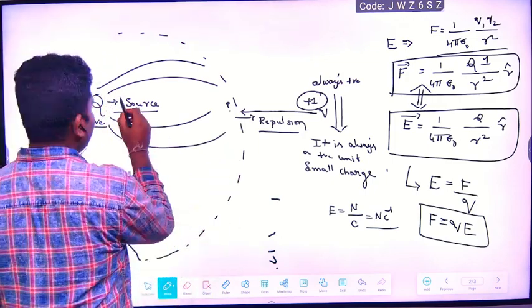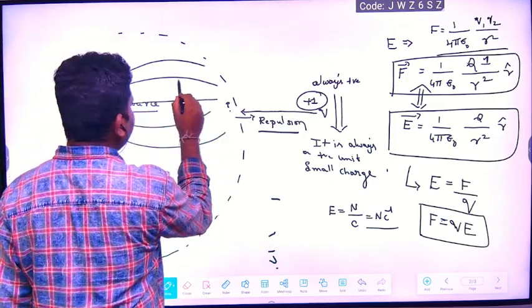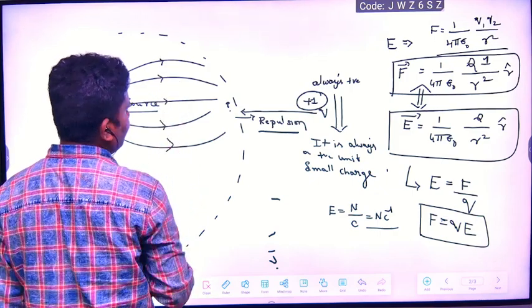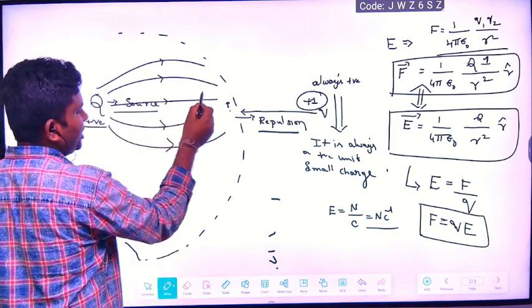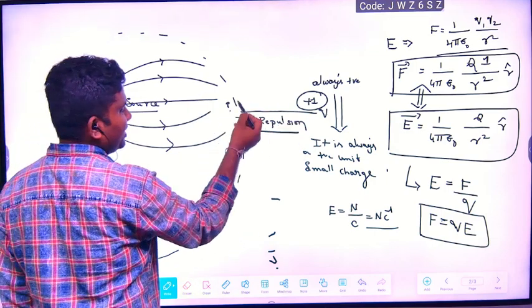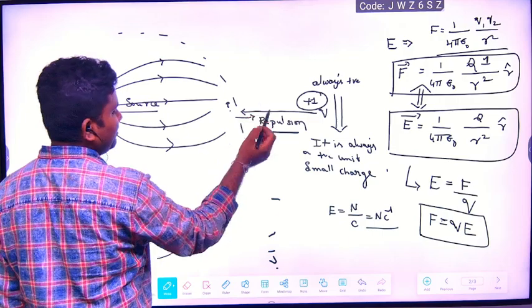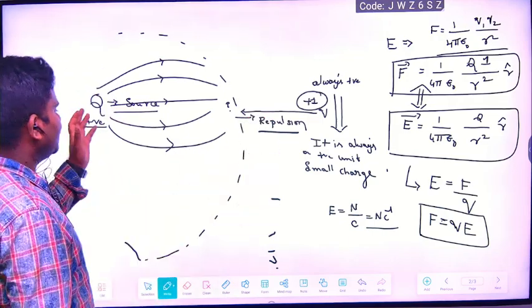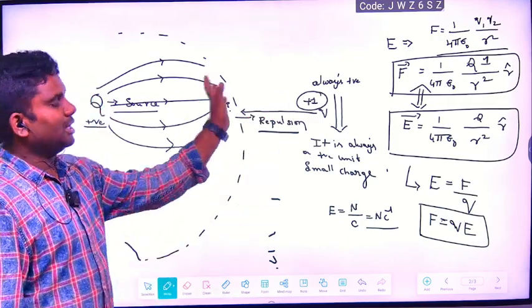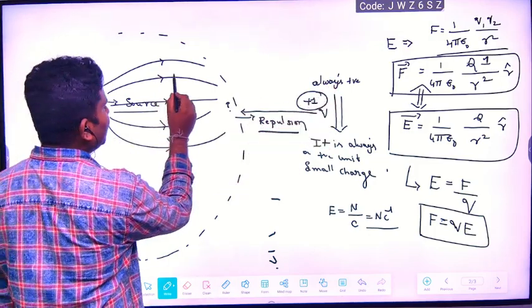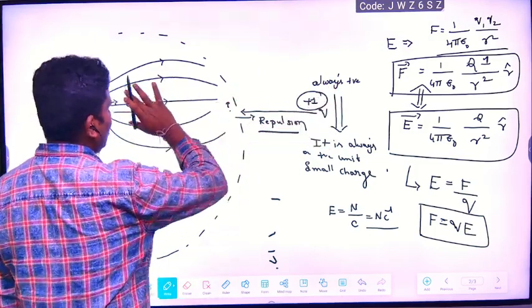Okay, so the pictorial representation of electric field is electric field lines. Take a positive source charge, and the test charge we bring is also positive. So here, the force of repulsion will be there. Force of repulsion means the source charge always pushes the test charge away from it. That's why the electric field lines move away from the charge.